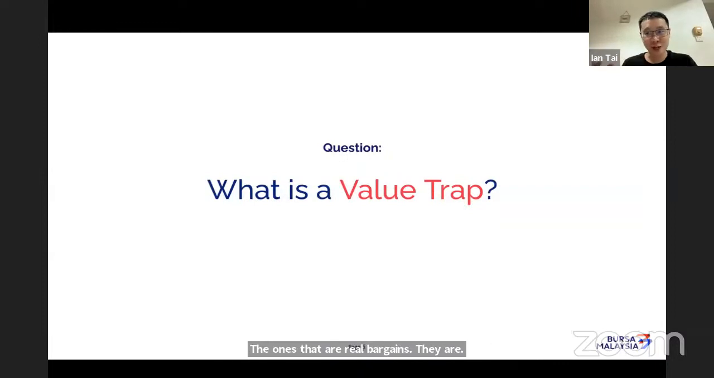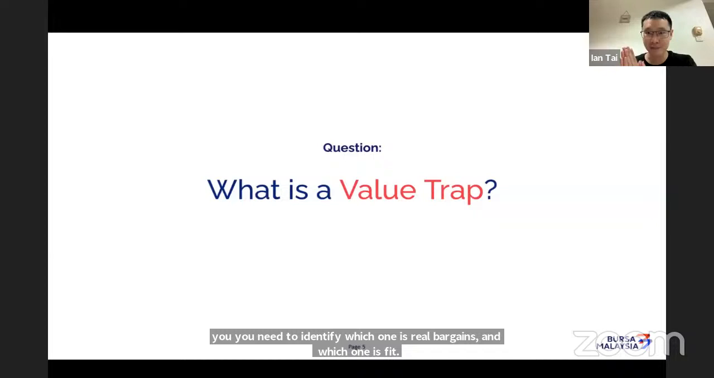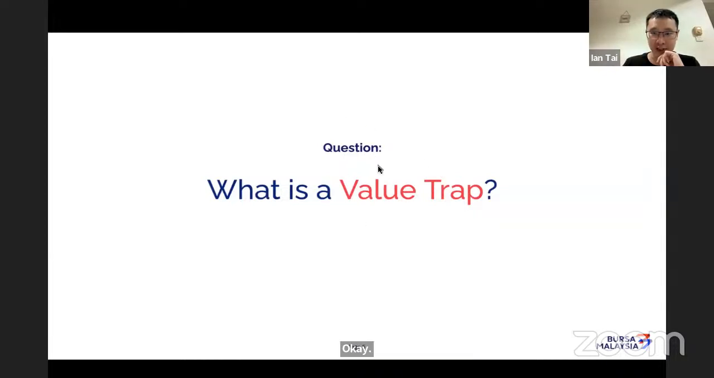But the ones that are traps, they will actually hinder your progress as you build your own portfolio. So you need to identify which ones are real bargains and which ones are fake. The fake one is actually called a value trap. In order to understand value traps, I'm going to dive deep a little bit into the word value.